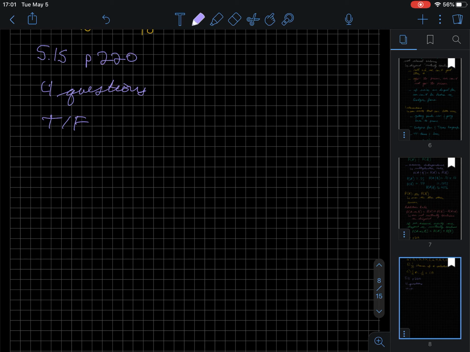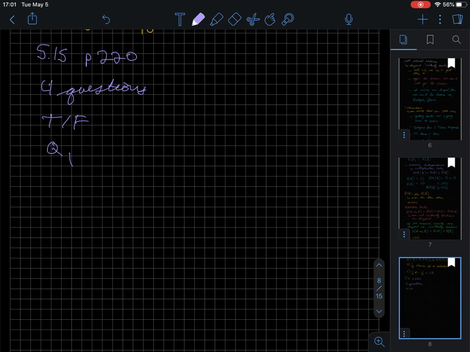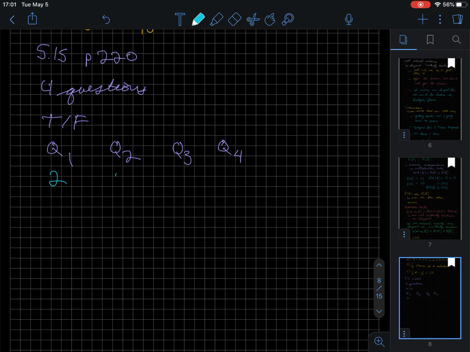But we look at B. It says an unprepared student guesses all the answers randomly. Find the probabilities of all the possible outcomes in the tree diagram. So we know there are 4 questions: Q1, Q2, Q3, and Q4. There are 2 outcomes here, 2 outcomes here, 2 outcomes here, 2 outcomes here. It's asking us to find the probabilities of the possible outcomes on the tree diagram.